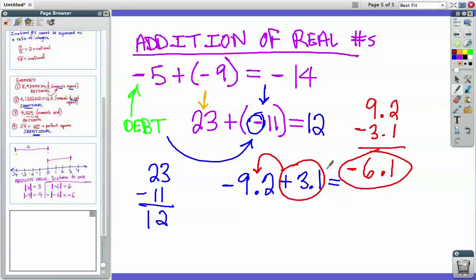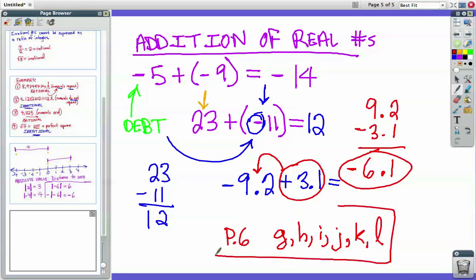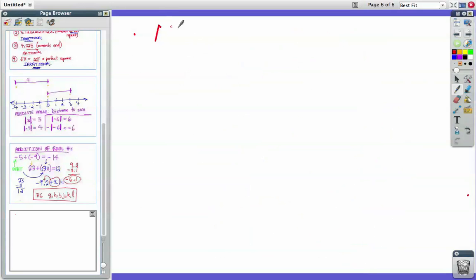So what I want you to do now is pause the video and turn to page 6. On the next blank page, turn to page 6, and I want you to do G, H, I, J, K, and L on that page. So do G, H, I, J, K, and L on page 6, and that will be your first assignment for the class.